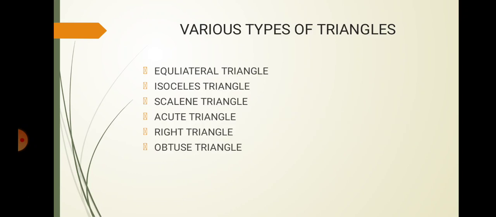Next, let us learn various types of triangles like equilateral triangle, isosceles triangle, scalene triangle, acute triangle, right triangle and obtuse triangle. We are categorizing these 6 triangles into 2 different types. Equilateral, isosceles and scalene triangles come under the length of their sides. And acute, right and obtuse triangles are categorized by considering their angles. Let us see one by one.